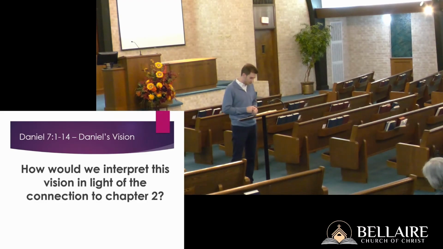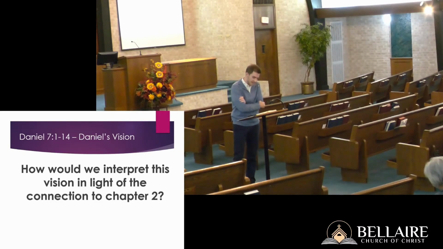I considered the horns, and behold, there came up among them another horn, a little one, before which three of the first horns were plucked up by the roots. And behold, in this horn were eyes like the eyes of a man, and a mouth speaking great things. As I looked, thrones were placed, and the Ancient of Days took his seat. His clothing was white as snow, and the hair of his head like pure wool. His throne was fiery flames, its wheels were burning fire. A stream of fire issued and came out from before him. A thousand thousands served him, and ten thousand times ten thousand stood before him. The court sat in judgment, and the books were opened.